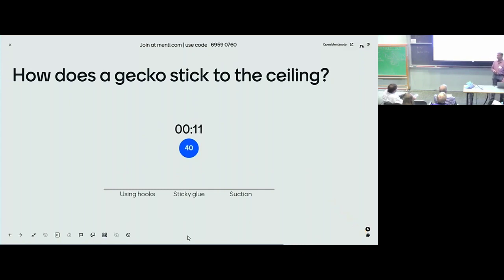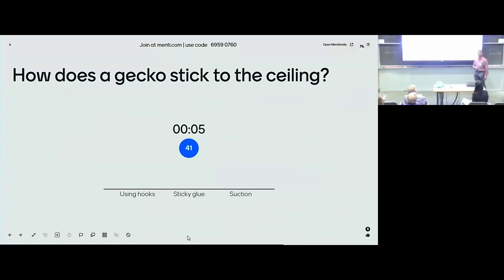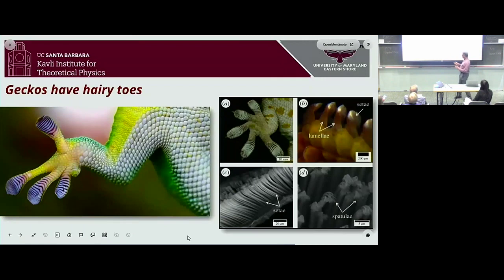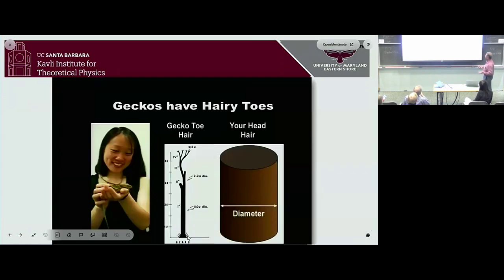It's actually the Berkeley group. They figured out that geckos stick to the wall or ceiling by van der Waals force, right? So none of them are correct. This is a trick question. Geckos have hairy toes and they stick to the surface by using van der Waals force. But the question could be, how come two neutral atoms or molecules stick together, right?